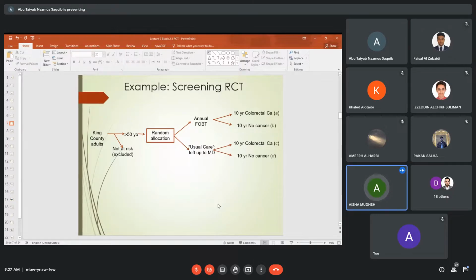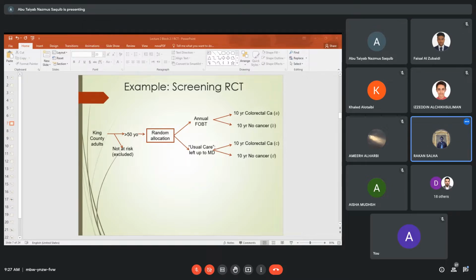Maybe on the usual care. Okay. Anybody else? Support. What is your name? Usual care. Who said that? What's your name? Yes, me. Very good, Aisha. Who supports Aisha? Okay. Rakan, Doctor Salha. Yeah, I think that more colorectal cancer will be in the people who didn't get screening every year.